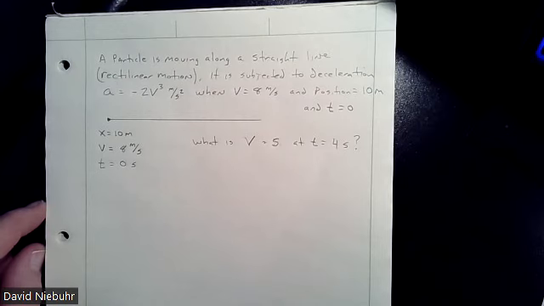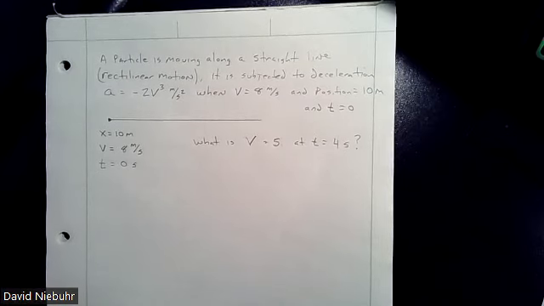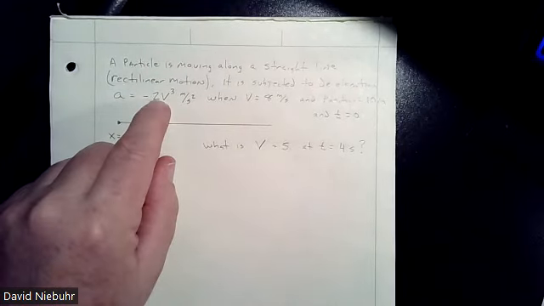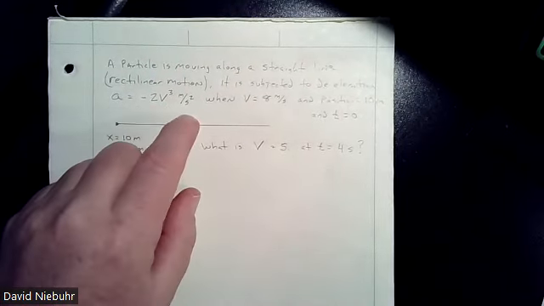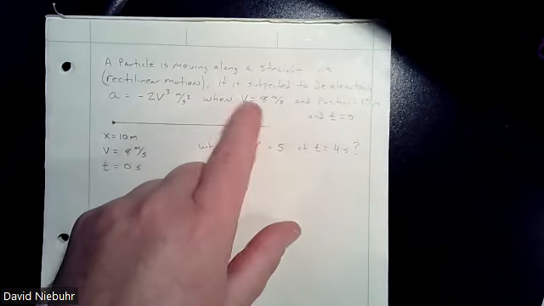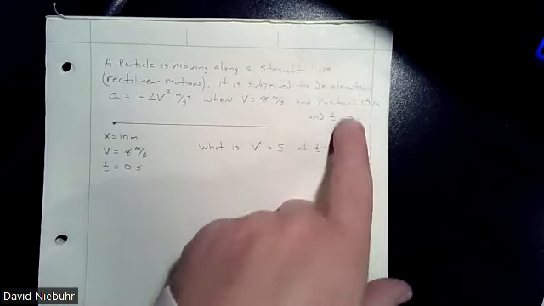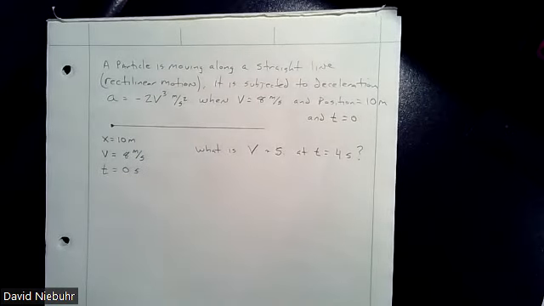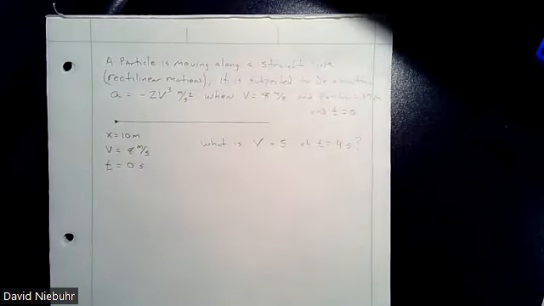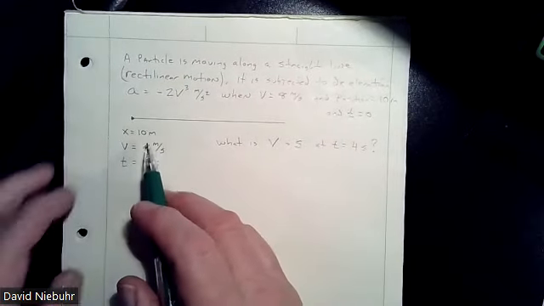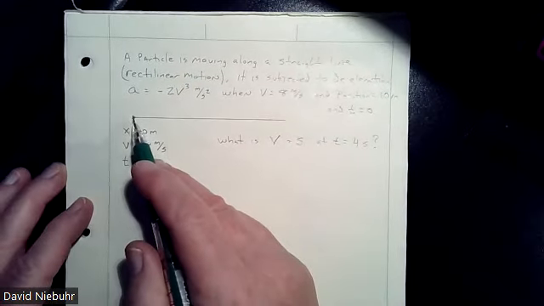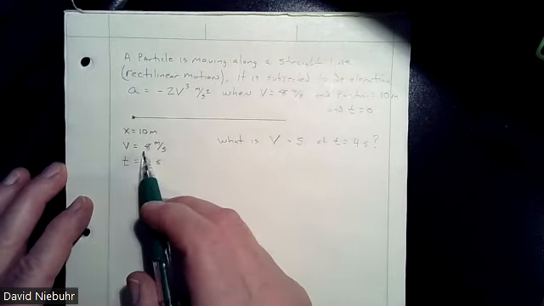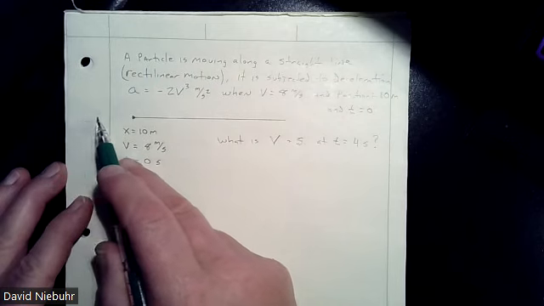So in this example, we have a particle moving along a straight line. It's subjected to deceleration. We're told that the acceleration is equal to minus 2v cubed meters per second squared, when v is 8 meters per second and the position equals 10 meters and time is 0. Sorry, it's a little out of focus. So we're going to call our axis or our beginning 10 meters. This is where we're starting, even though it's back here would be 0.